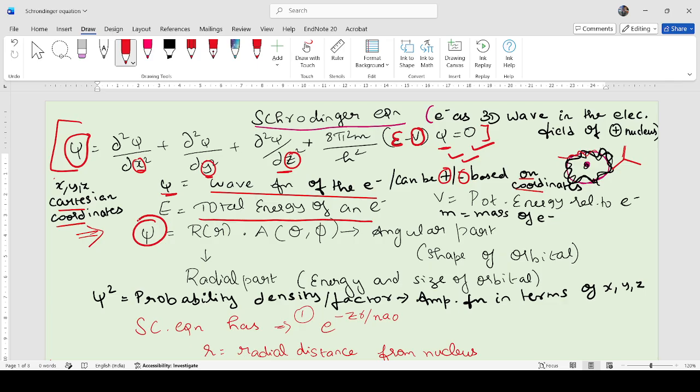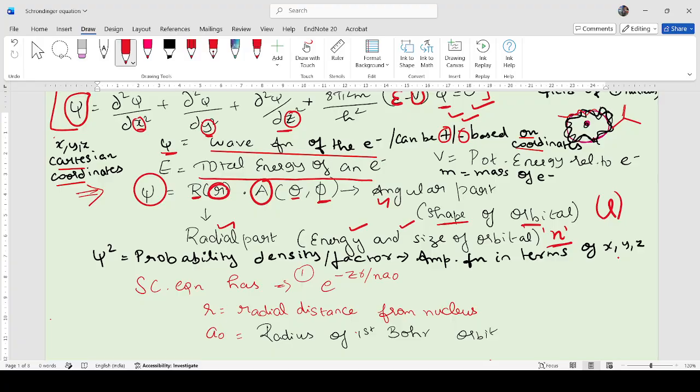Now this psi is given in terms of two parts. One is called the radial part, another is called the angular part. You can see this capital R in terms of r, the radial part, and this is angular. You can see the theta and phi that is given. The radial part gives you the energy and the size of the orbital, so you can relate it to the principal quantum number. This A, which is your angular part, talks about the shape of the orbital, so you can relate it to the azimuthal quantum number here.